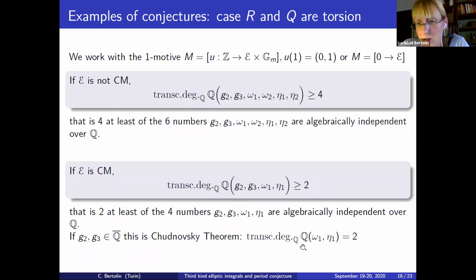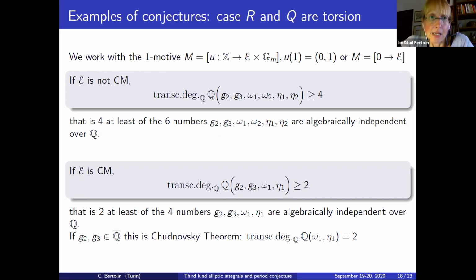This means that the transcendence degree over Q of the field generated by omega 1, omega 2 is exactly 2. And this is the only case where the Grothendieck period conjecture is known. This is the case just of an elliptic curve of CM type defined over Q bar. So this conjecture is really very difficult, because for several years no progress has been made.